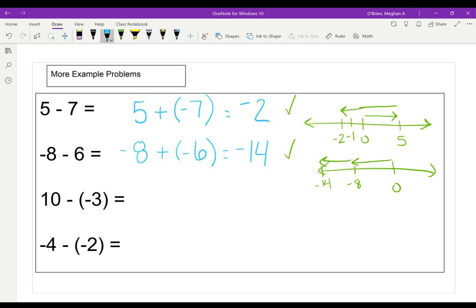10 minus negative 3. So that is the same as saying 10 plus 3. Oh, well, that's 13. I can do that problem.